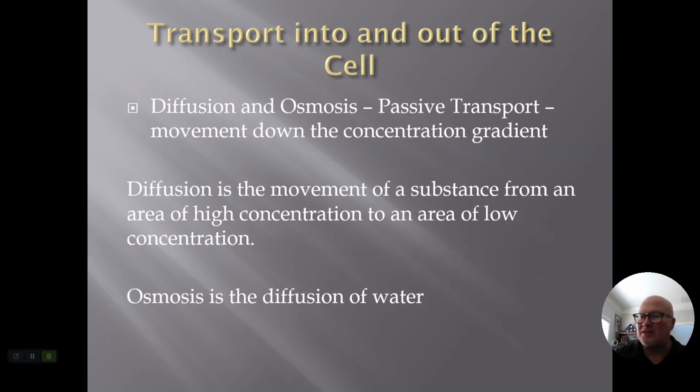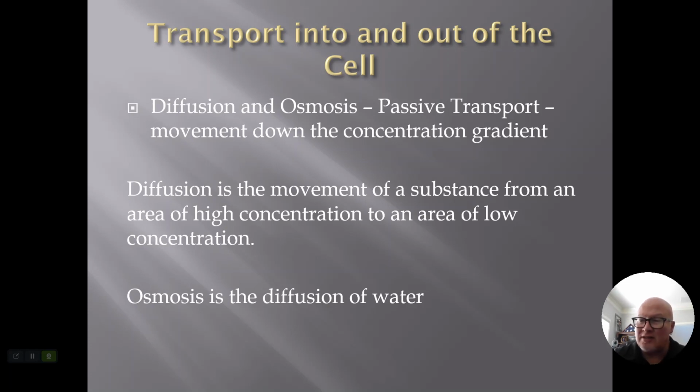So if we think about how things can move in and out of a cell, you have something called diffusion, which is when things move from an area of high concentration to low concentration. Osmosis is the diffusion of water, and things are simply moving down their concentration gradient. Some things can move directly through the cell membrane, other things can't.